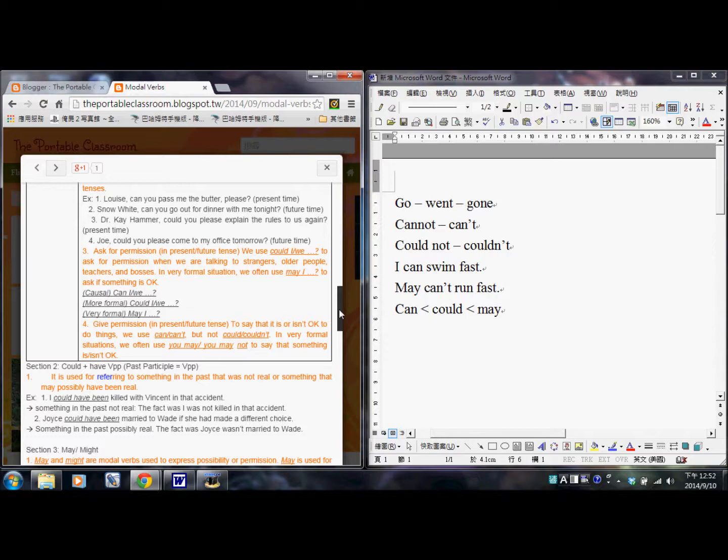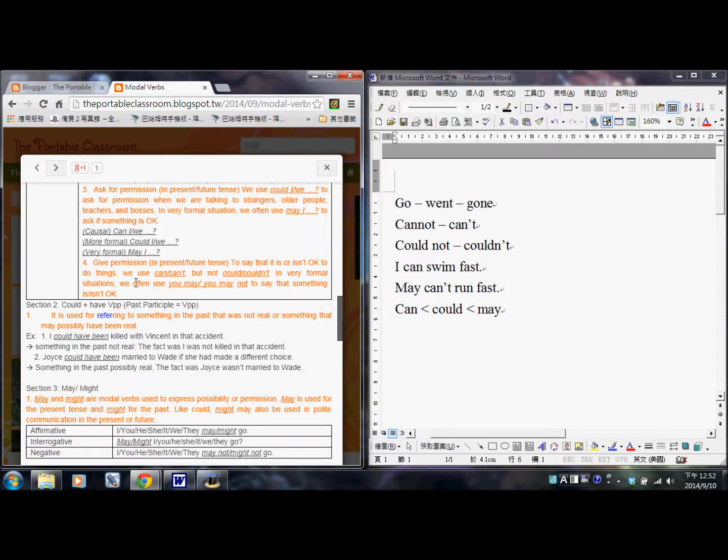Okay? Now number 4, you can use could to give permission in present or future tense to say that it is okay or isn't okay to do things. We use can, can't, but not could, couldn't. In very formal situations, you often use you may or you may not to say that something isn't okay.